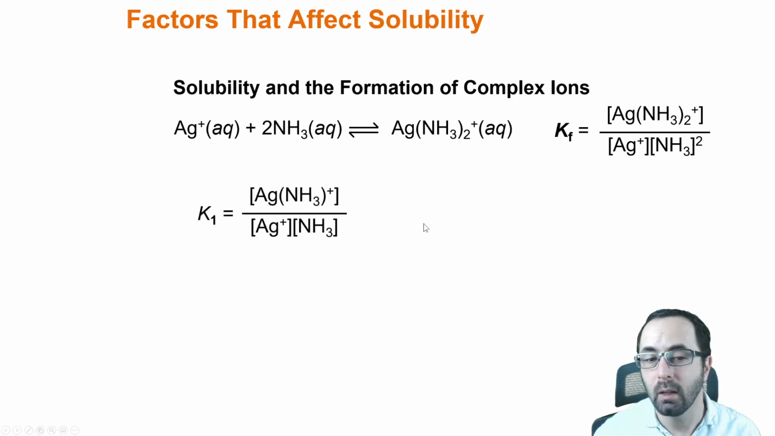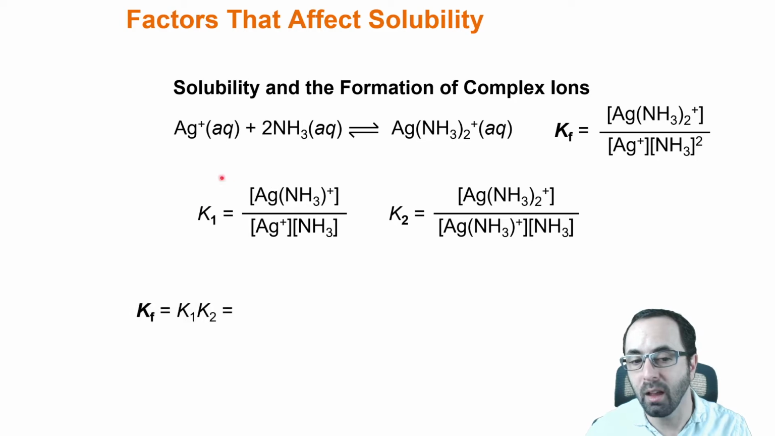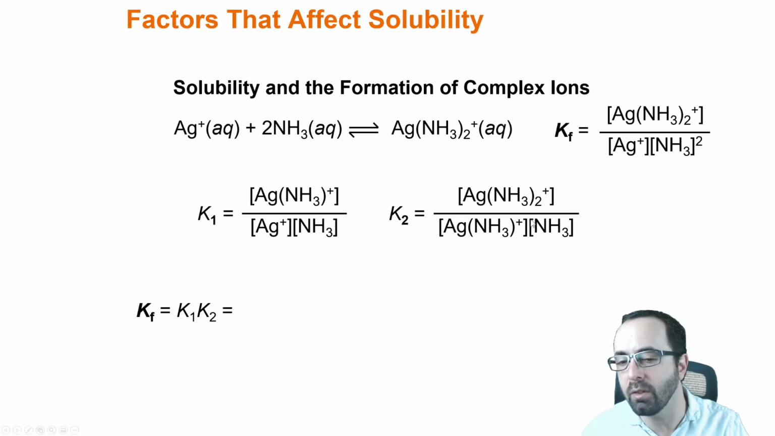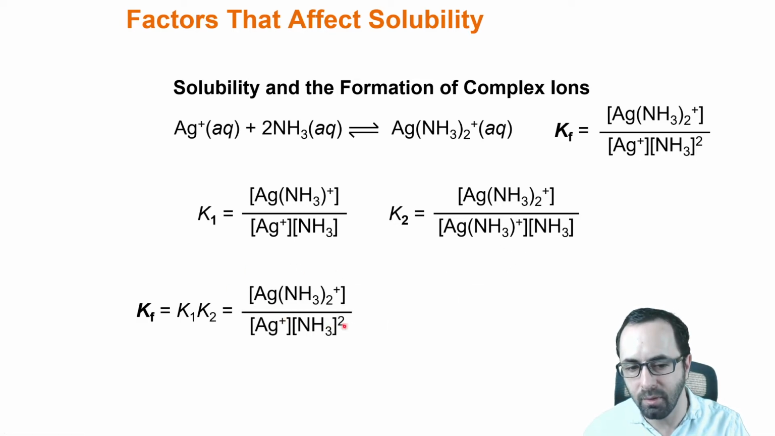Now, given that we were given two reactions, with a K1 for the formation of the silver complex with one amine, and then the formation of its complex from the other, the Kf is these two multiplied by one another, because we added the two equations to get the overall reaction. So the Kf here is, again, the overall K.